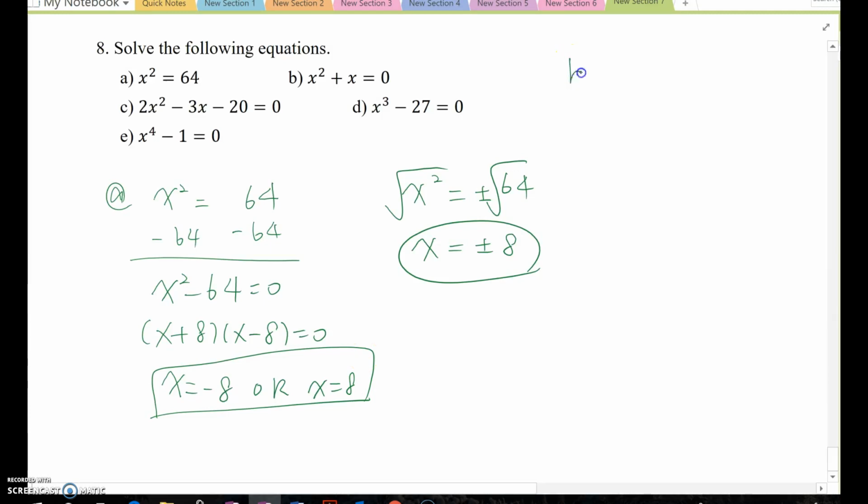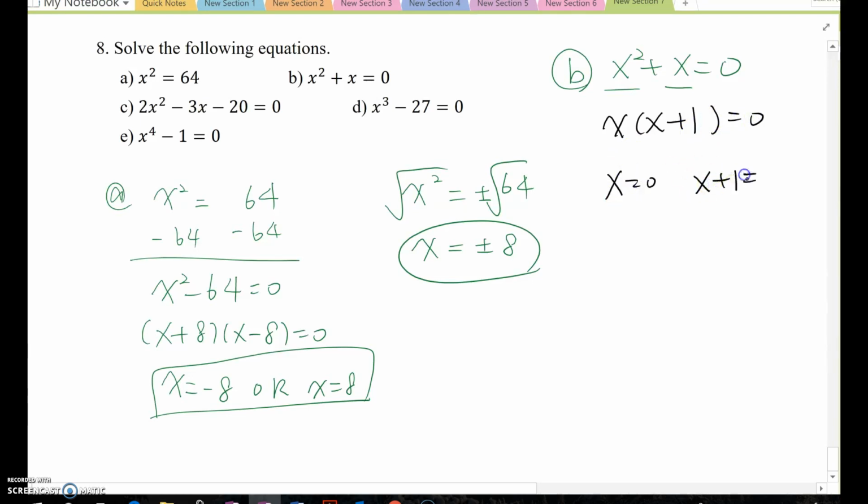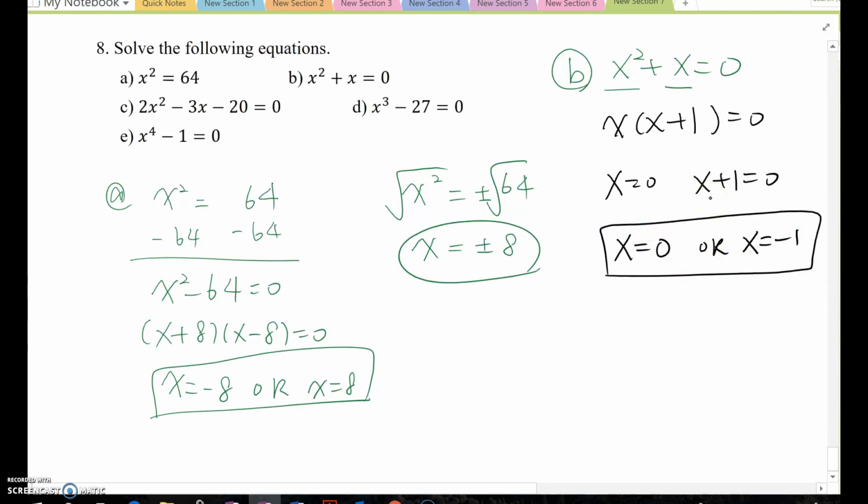Okay, B is x squared plus x equal to 0. First of all, you have to see whether you can find a common factor. As you see, it has an x squared term and an x term, so you can factor out x, then x times x plus 1 equal to 0. So set x equal to 0 and x plus 1 equal to 0. Therefore, x will be 0 or x equal to negative 1. That will be the B answer.